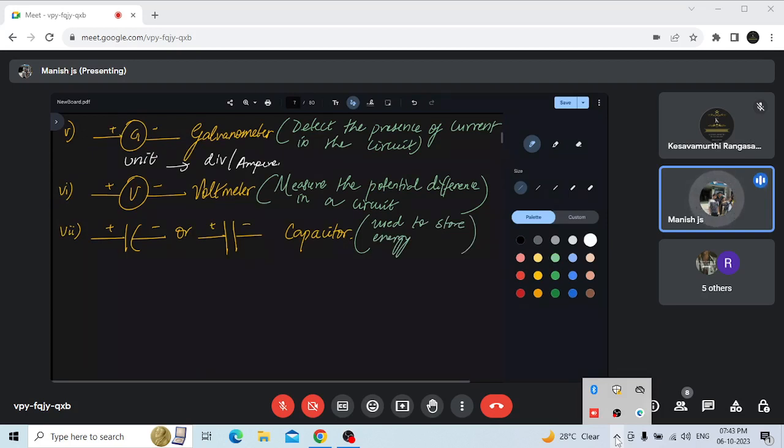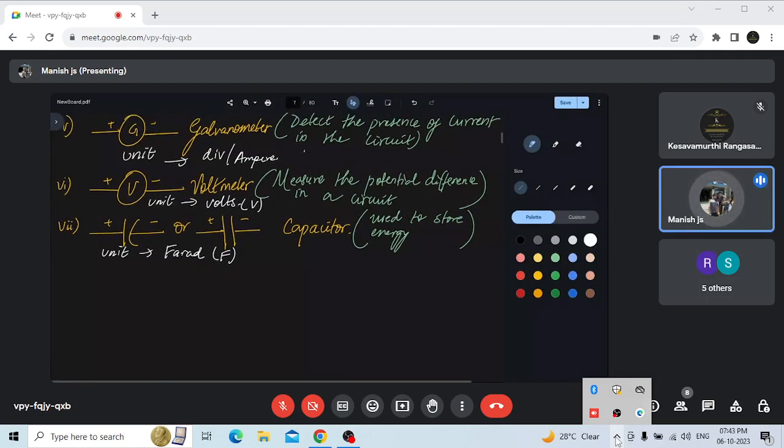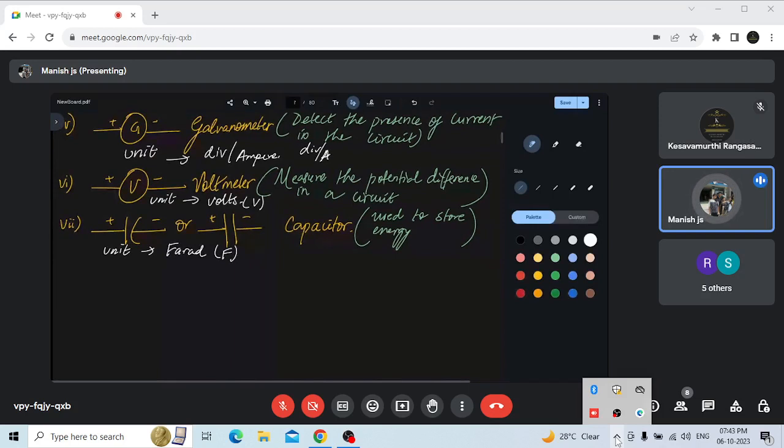And we didn't write the unit of voltmeter. Let me write that first. What is the unit of a voltmeter? It is volts, sir. Yes, volts. And capacitor, we have seen. What is the unit of capacitance? It is called farad. In short, we write it as F. Volts, in short, we write as V. And for galvanometer also, in short, we write it as div by A. So these are all the appropriate units that you will have to know.